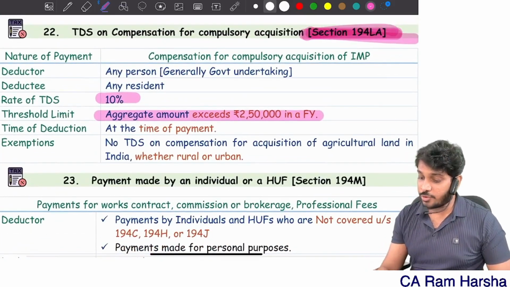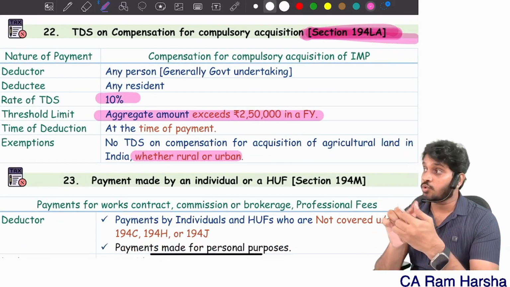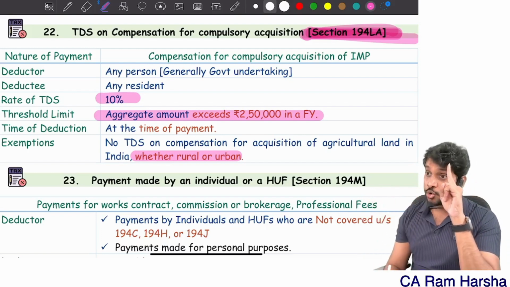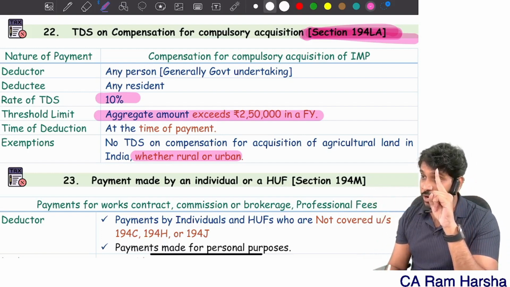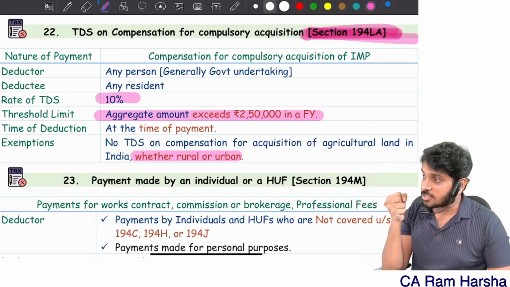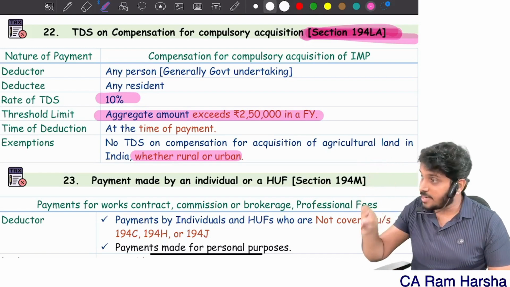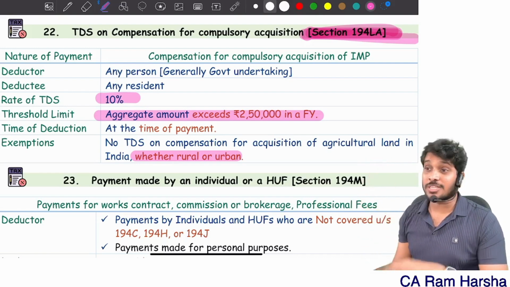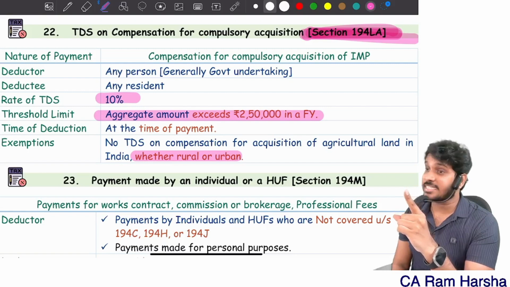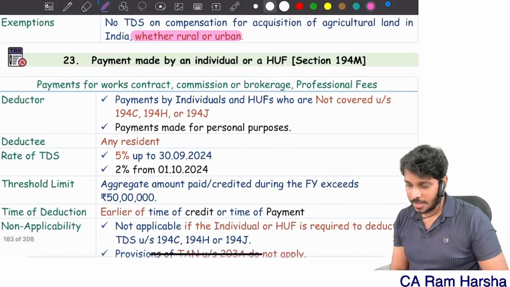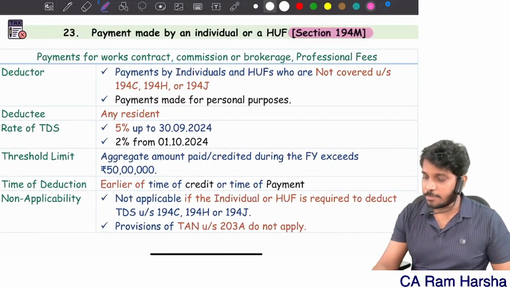But in 194LA, agricultural land, whether rural or urban, is not covered. But in 194IA, I missed this point: rural agricultural land is not covered in 194IA. Suppose I am purchasing urban agricultural land, then in 194IA the 1% logic will apply once 50 lakhs is crossed. In 194LA, rural or urban doesn't matter, because compulsory acquisition of agricultural land is exempt under Section 10(37). That's it. Clear? Next, 194M.